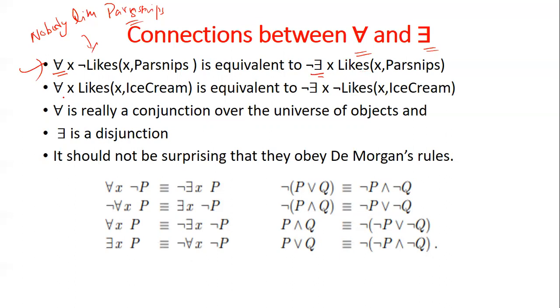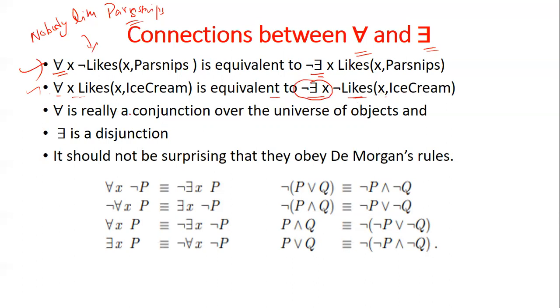The second statement is for all x, x likes ice cream. This statement means that everybody likes ice cream. So this states that everyone likes ice cream. Again, this can be written using the existential quantifier: not there exists x such that x does not like ice cream. So there exists no x such that x does not like ice cream.